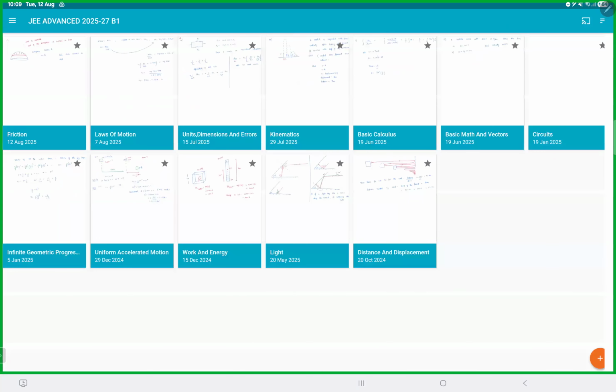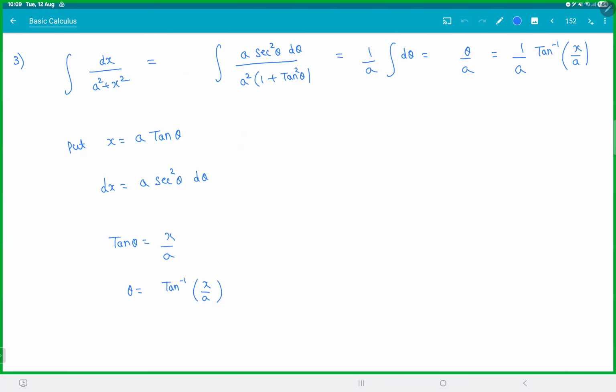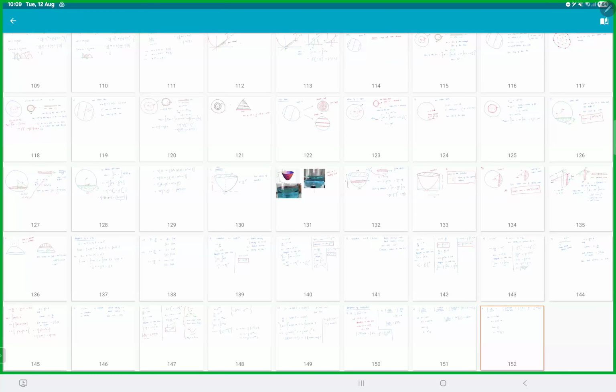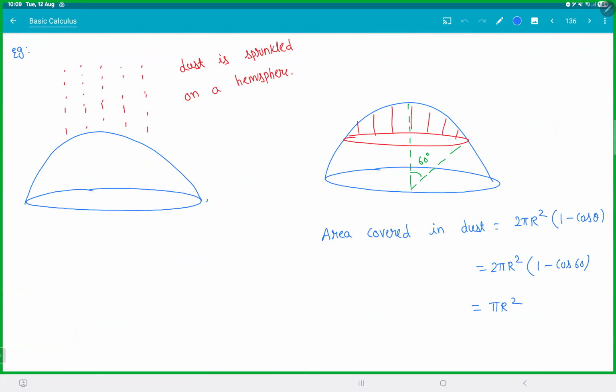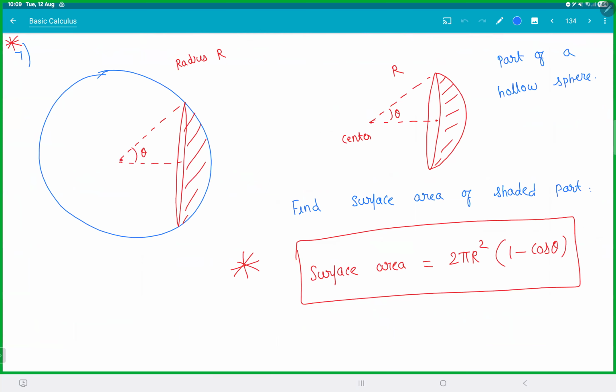In case you forgot, this was the result, remember? We did this in calculus. Don't forget this: 2 pi r square (1 minus cos theta). And this is the same example I gave. That's quite an important result. This you will see another 3 more times after friction.